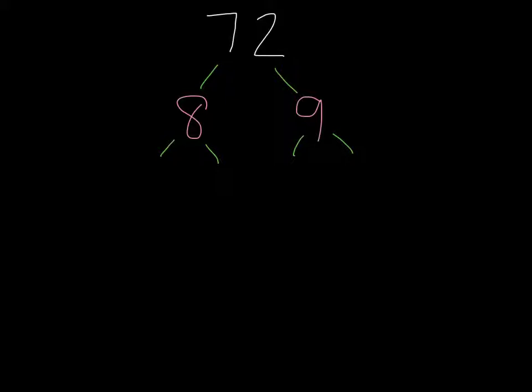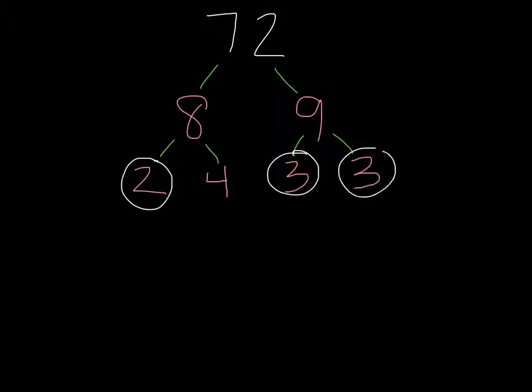So 8 is an even number, so we know it's divisible by 2. And 8 divided by 2 is 4. And let's look at 9. 3 and 3. Now, we can stop with that branch, and that branch, because 2, 3, and 3 are all prime numbers. But 4 is not a prime number, so we need to put another branch on 4. 4 is divisible by 2, so 4 divided by 2 is 2. Now we can stop because 2 and 2 are prime numbers.